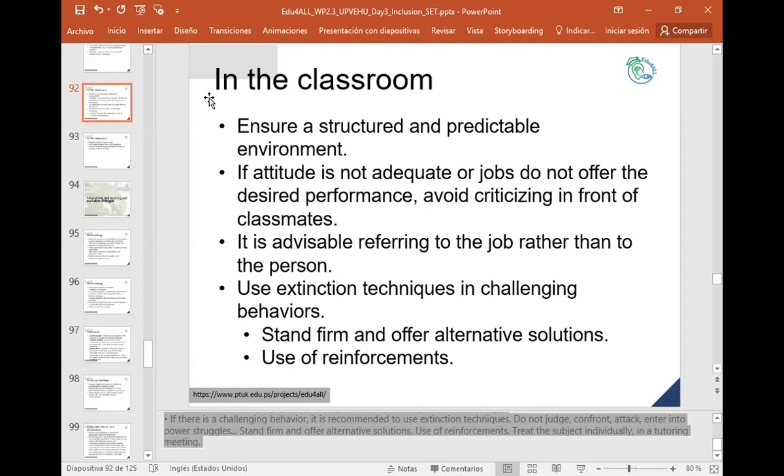If there is a challenging behavior, it is recommended to use extinction techniques. Do not judge, confront, attack, or enter into power struggles. Stand firm and offer alternative solutions. Use of reinforcements. Treat the subject individually, in a tutoring meeting.